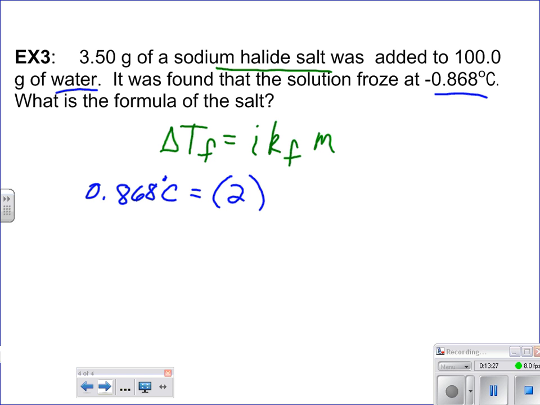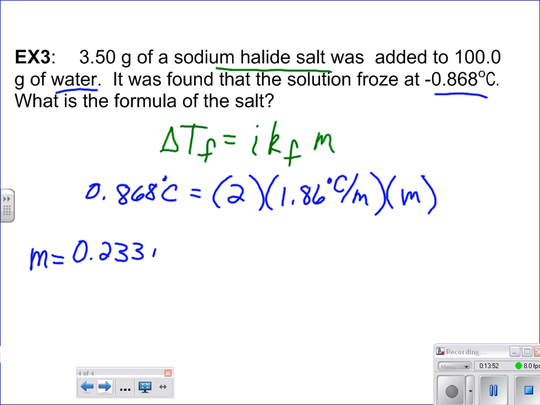Okay, KF. Uh-oh, I don't see that written there. What should I do? Look it up on the half sheet. So we look it up, and we find 1.86 degrees Celsius per molal. That's for our water, because that's our solvent. And then, again, we do not know our molality, so that's what we're going to solve for. Molality ends up equaling 0.233 moles per kilogram. That's what everybody should have calculated there.